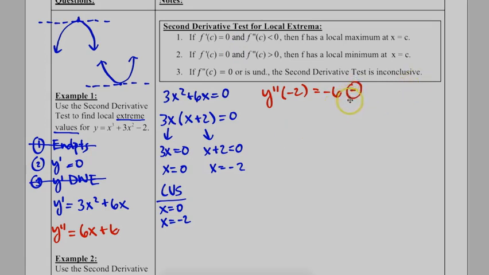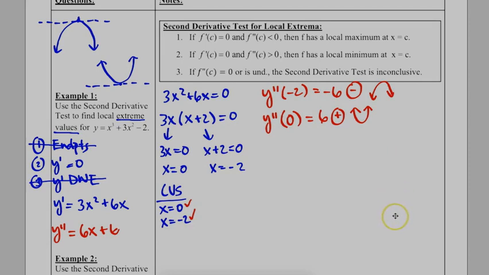So since it's negative, I know that means our function is concave down. Neat. Okay, well that means we're going to have a local maximum according to the second derivative test. And now checking our critical value of 0, plugging that into the second derivative, 0 plus 6, that's a 6. It's positive, so that means at that point we are concave up. So both of our critical values end up being extreme values.